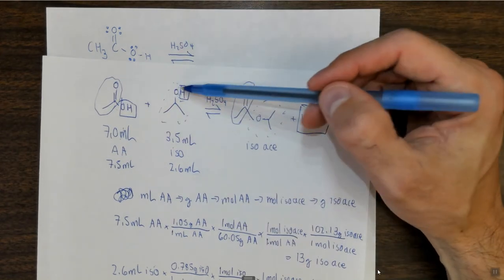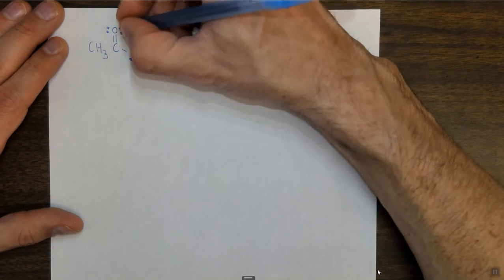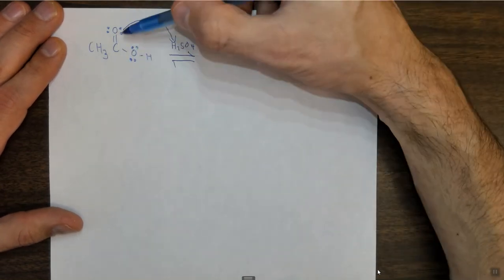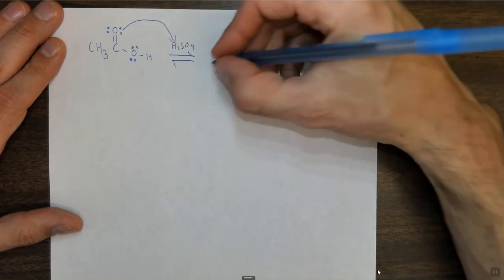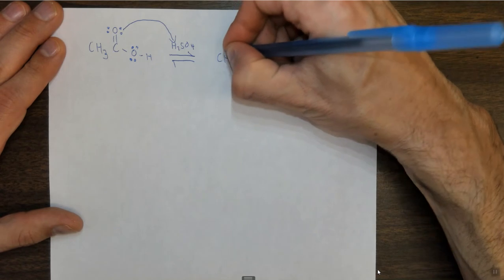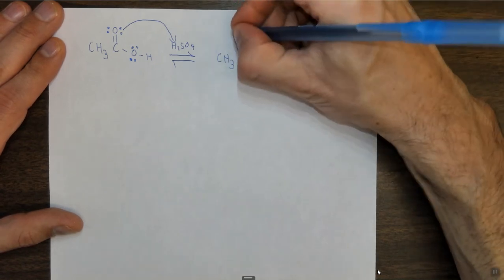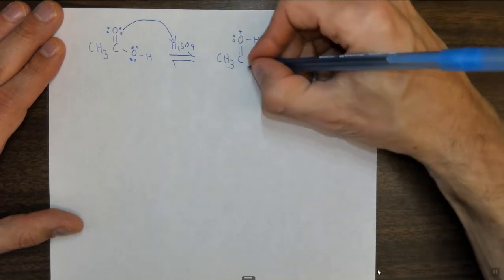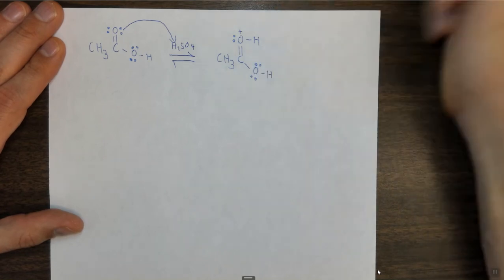But before this oxygen can attack this carbon, we want to add a proton to this. So in this case, this oxygen attacks this proton. This oxygen acts as a nucleophile, the H+ acts as an electrophile, and what you end up with is CH3, C, double bond O. Now it has one lone pair and a bond to an H and a plus charge. And we end up with an oxygen and a hydrogen.